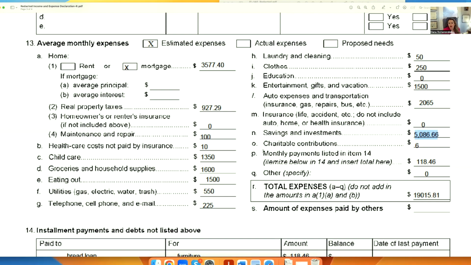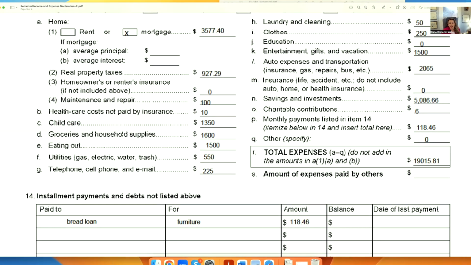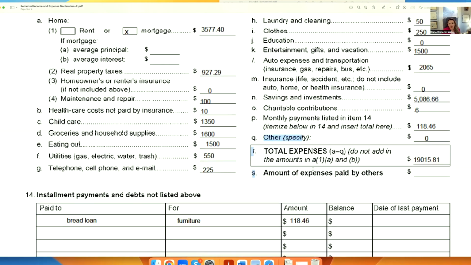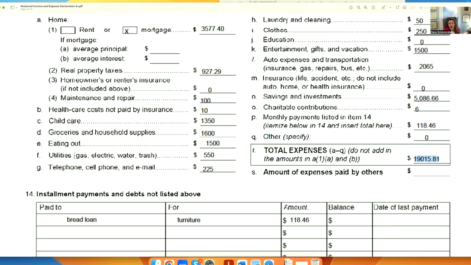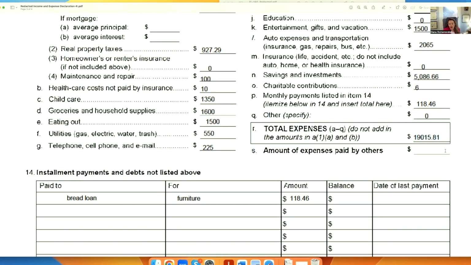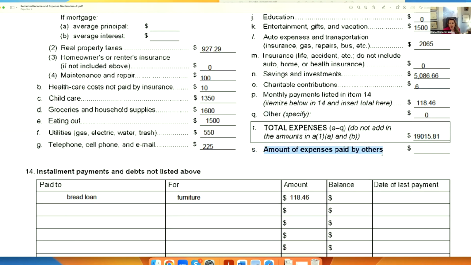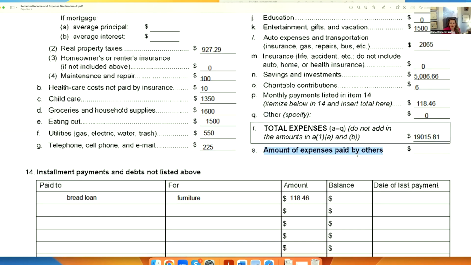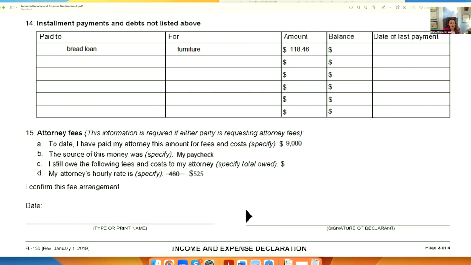Okay, charitable contributions, $6 a month. Monthly payment listed in item 14, which is installment payments and debt not listed above, so usually credit cards, which will be deducted. And then whatever else is not specified in this form, and total expenses. That amount is paid by others, which is important because if, let's say, someone is paying a parent or grandparent, then it could go into consideration money available for support.